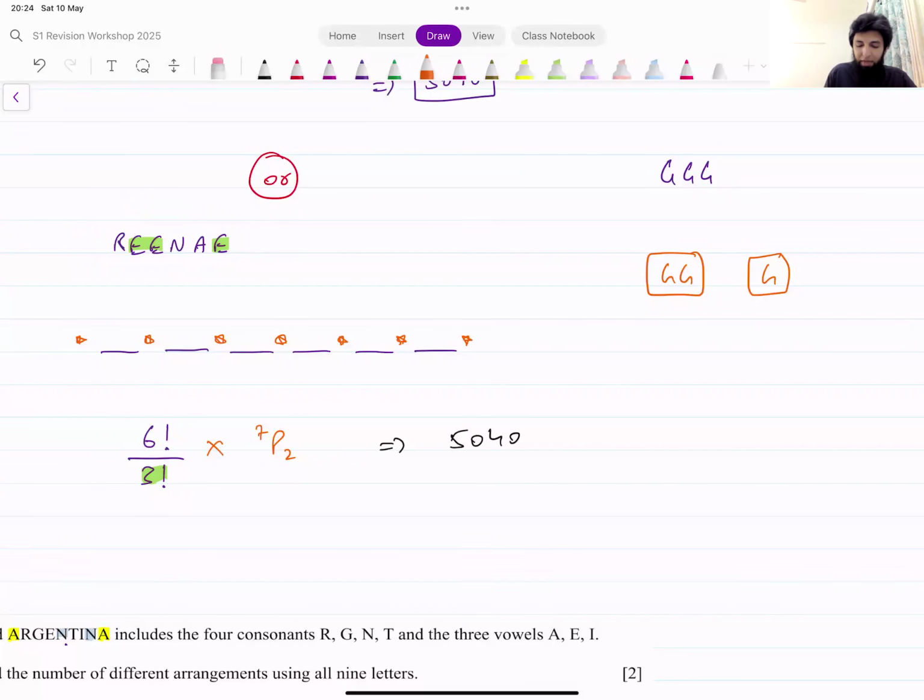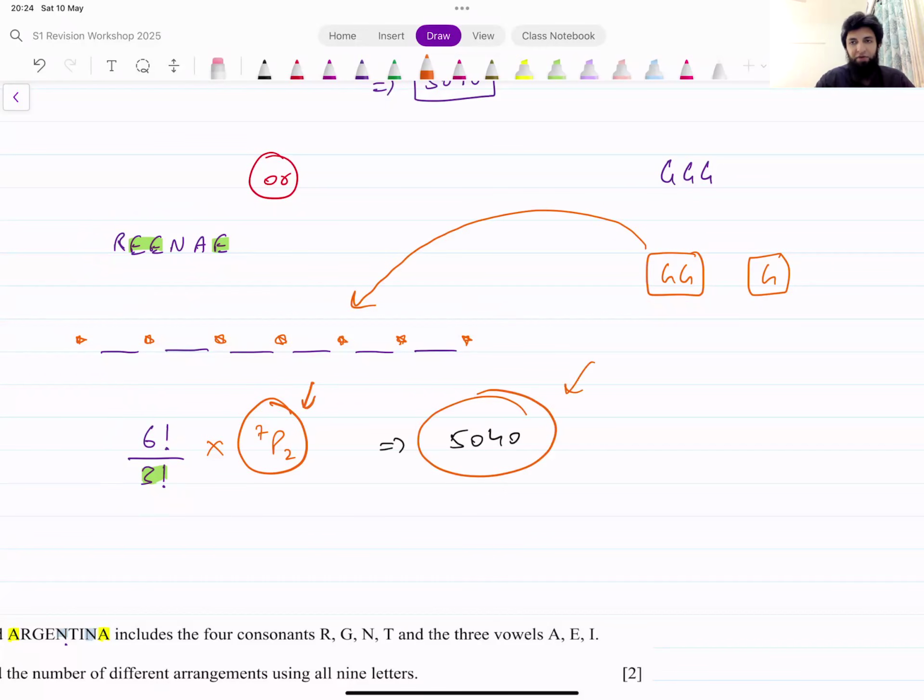And now, how many gaps do we have between them? 1, 2, 3, 4, 5, 6, 7. In these 7 gaps, we can arrange these two boxes in 7P2 ways, and that will give you this directly. That's 5040. That's another way of doing this, much more efficient. That's what you could do here.